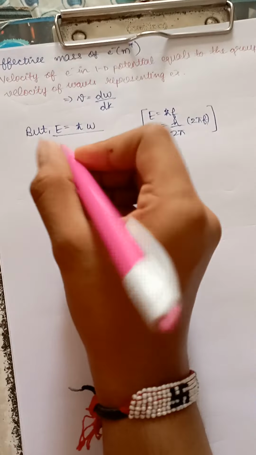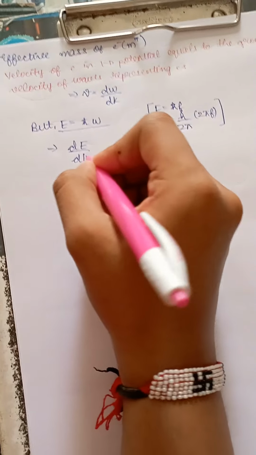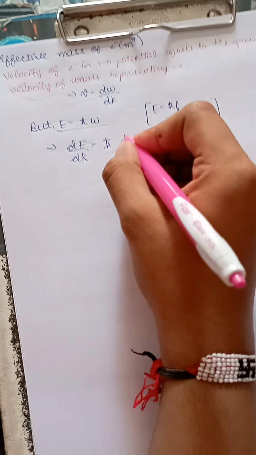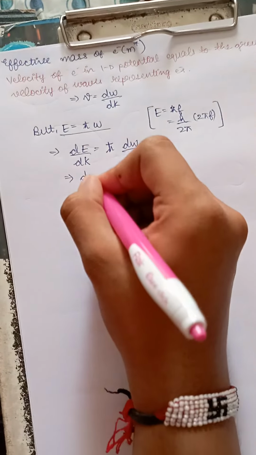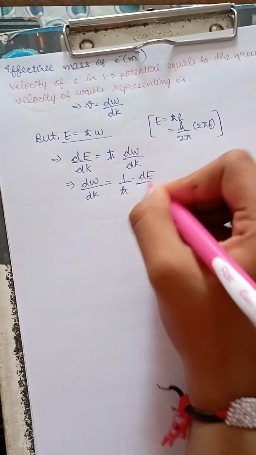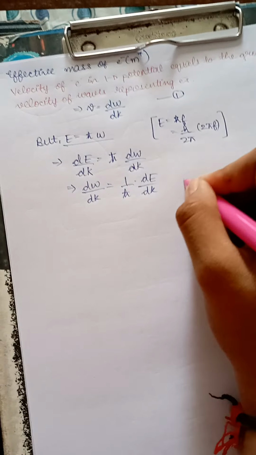So now if I differentiate it with respect to k, ħ is a constant term, so it will stay as it is, and I'm just writing it in terms of dω/dk. I'm getting 1 by ħ into dE/dk. Okay, this is our first equation, this is our second equation.